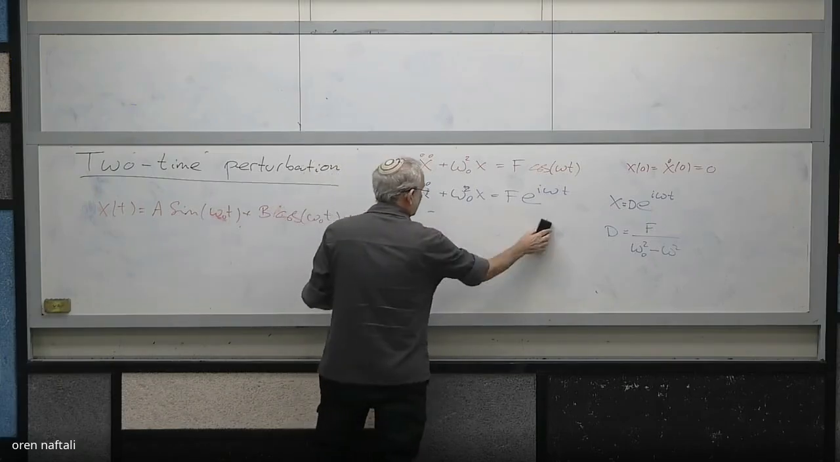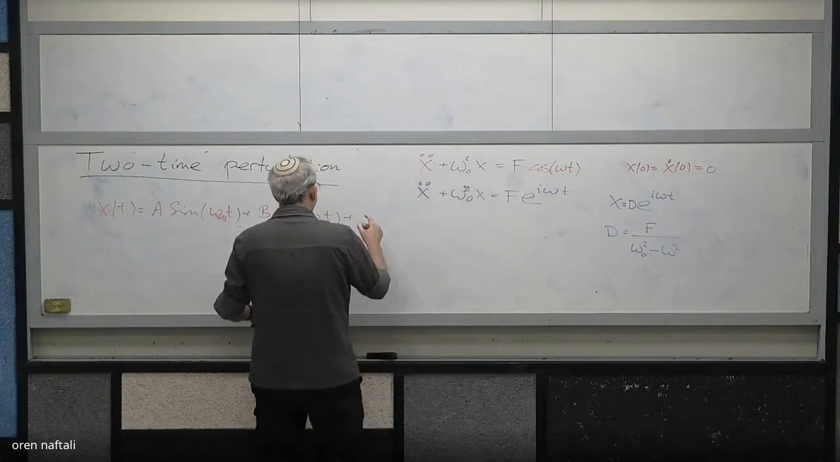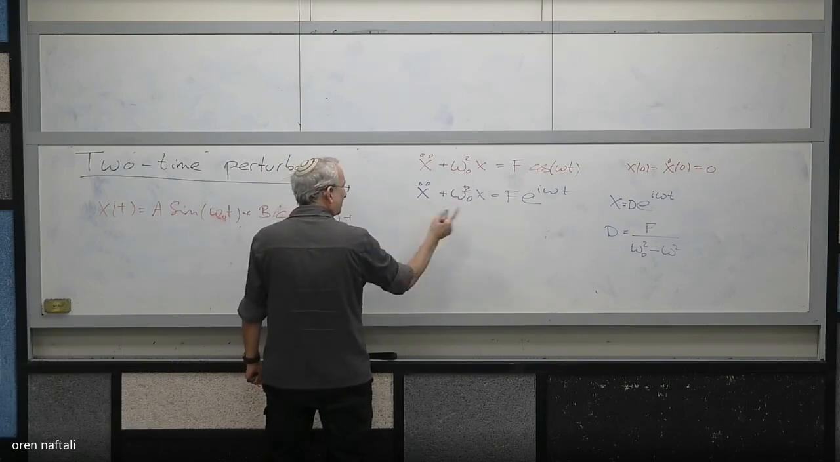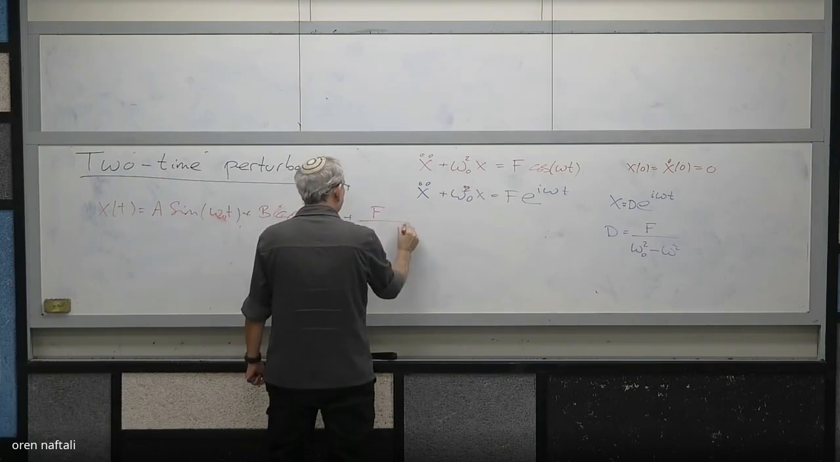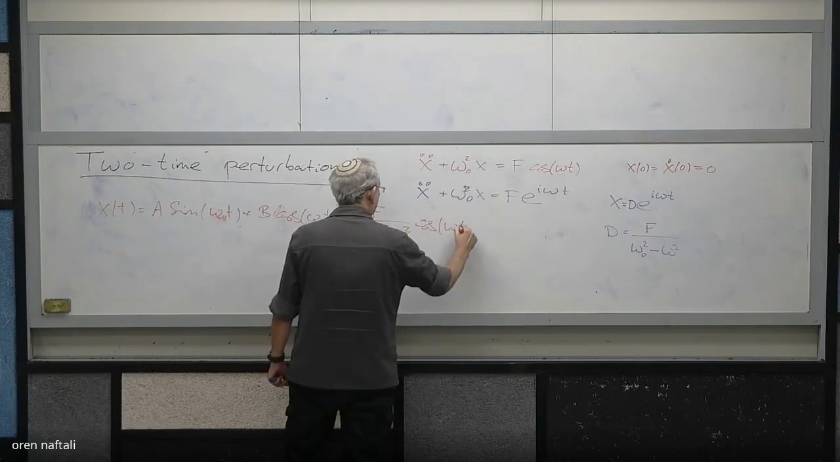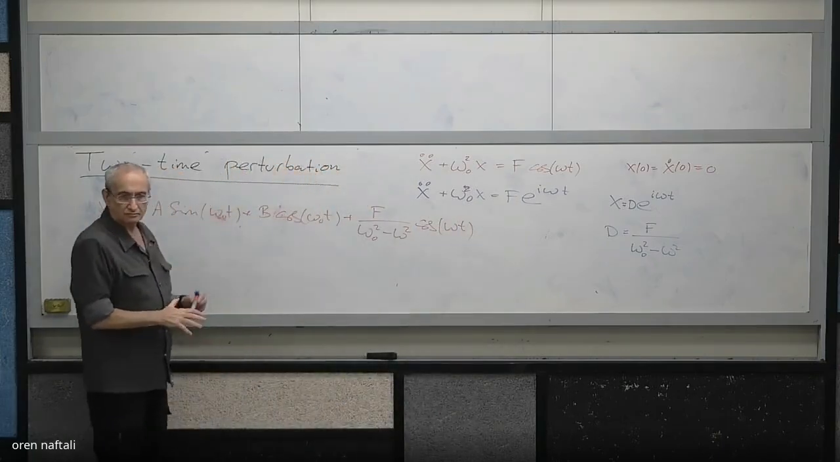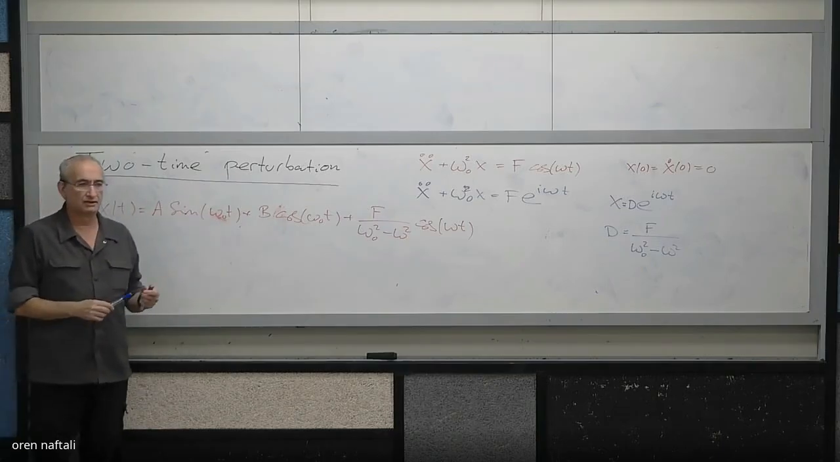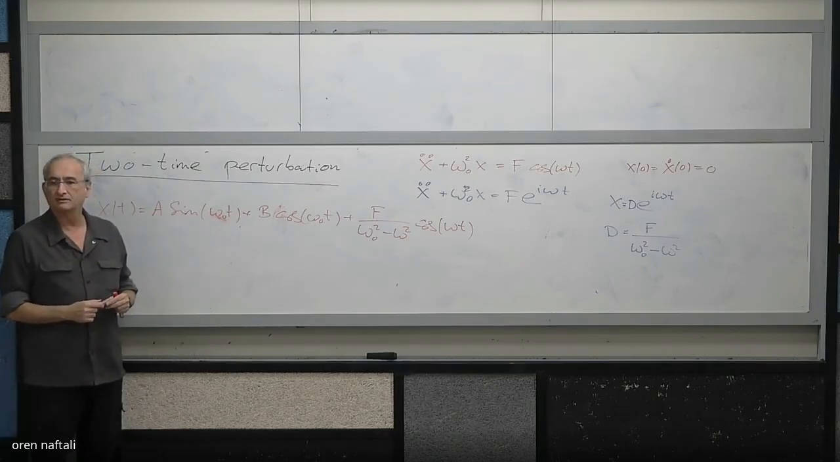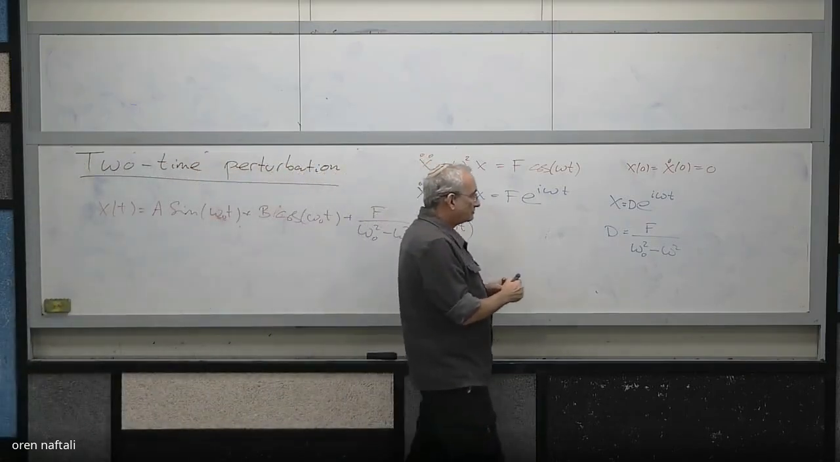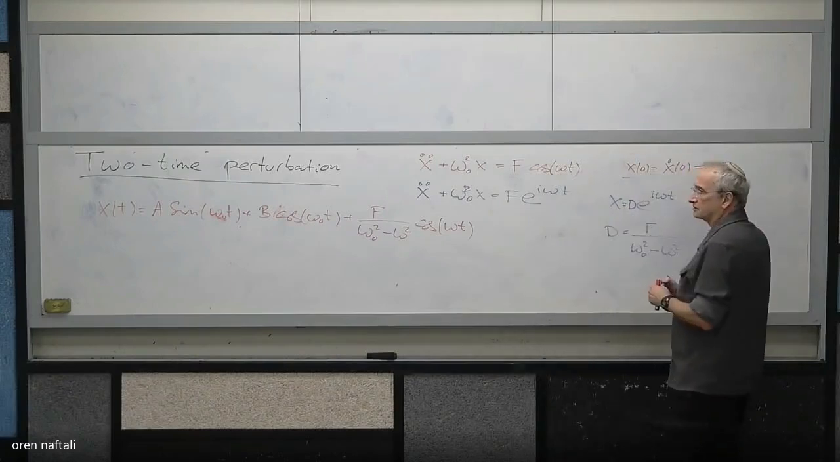The general solution is this plus that, and now I have to take the real part of this d. So I have here f divided by omega naught squared minus omega squared times cosine of omega t. Okay, this is the most general solution of this linear and relatively simple equation. Constant coefficient. Now we have to implement the initial conditions.